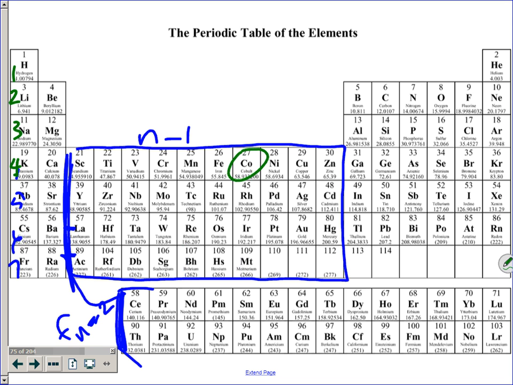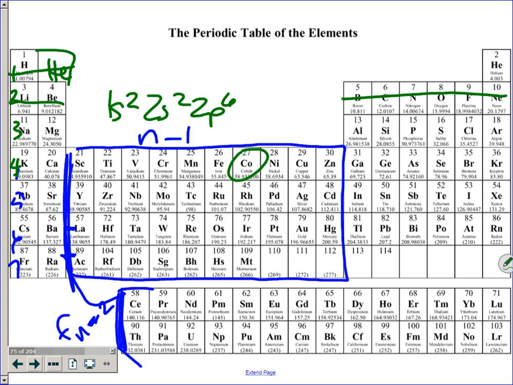All right, and come back to me. Let's get started. We're just going to chant this. So get me through here. 1s2. Okay, done with the first row. 2p6, and we got to neon. 3s2. 3p6.